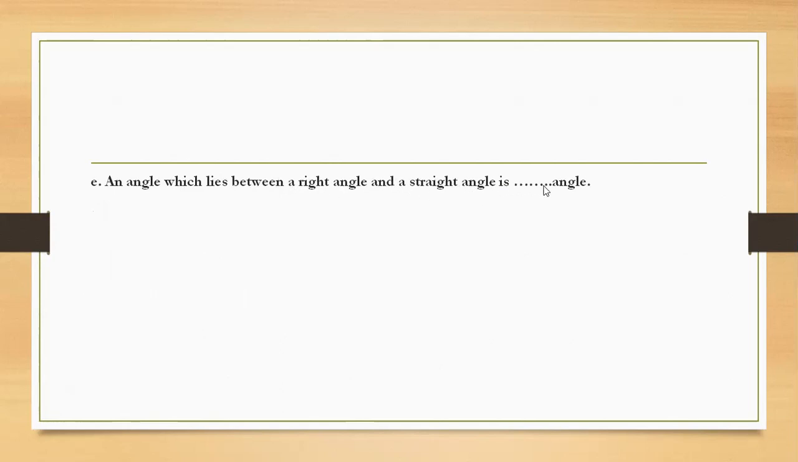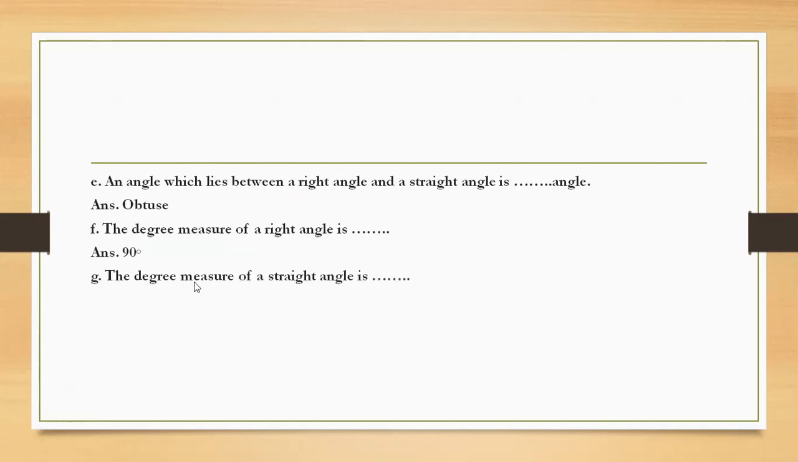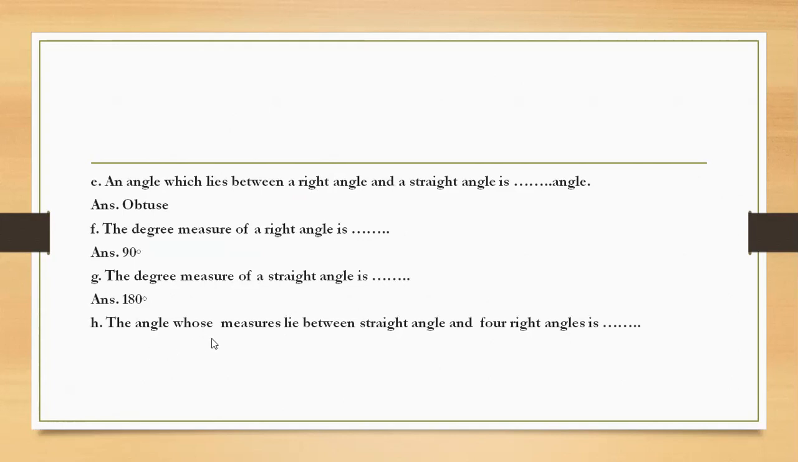angle is a blank angle, and it is an obtuse angle. Right angle is 90 degrees, straight angle is 180 degrees. What lies here? That is an obtuse angle. The degree measure of a right angle is 90 degrees. And similarly, the degree measure of a straight angle is blank, and it is 180 degrees.